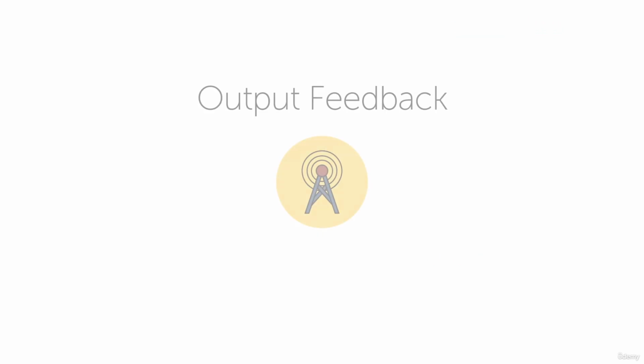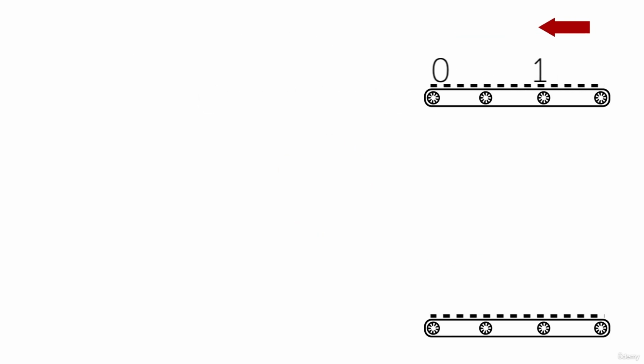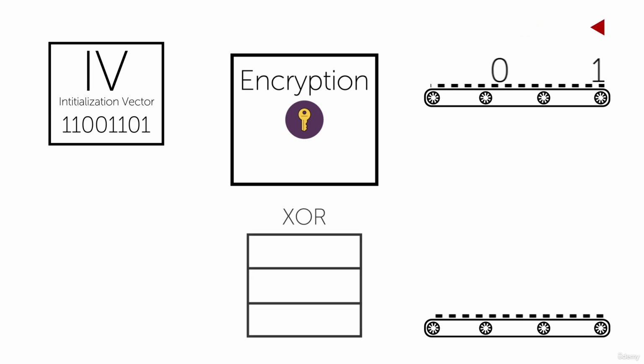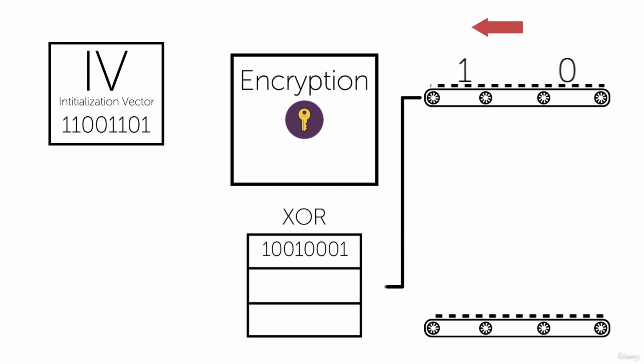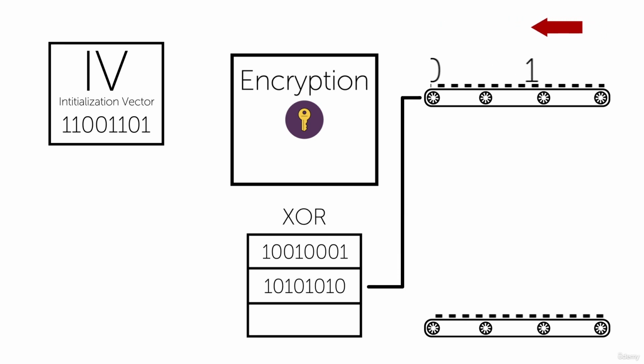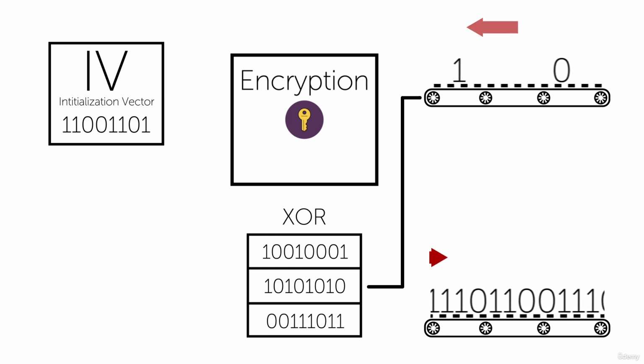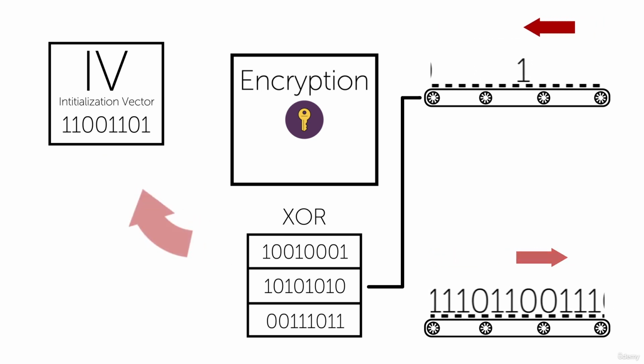Third is output feedback. Now, with output feedback, we're going to take one initialization vector and encrypt that. We're going to take the output of that encryption and XOR it to that first block. Then we put that output there. Now, in this case, what's actually kind of interesting is we just keep using that same initialization vector.